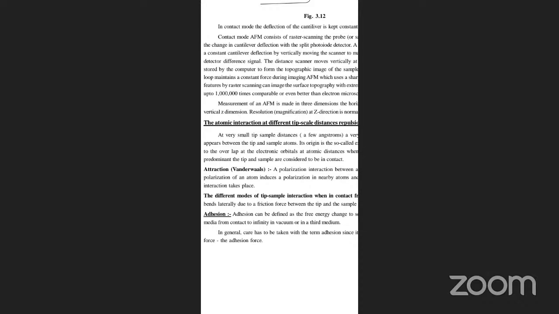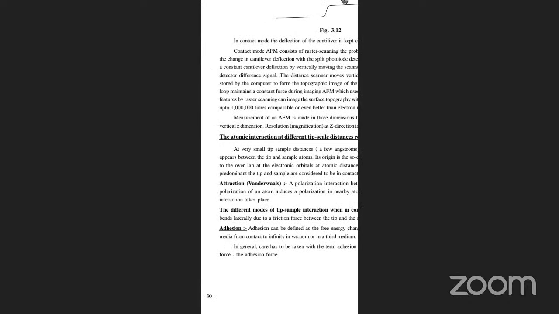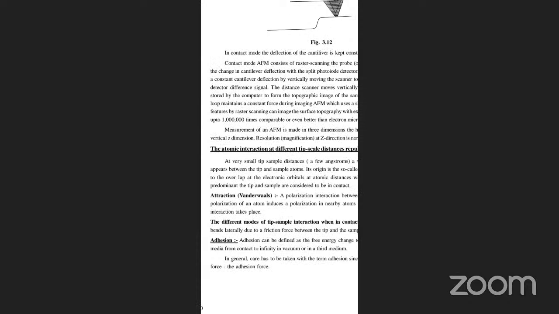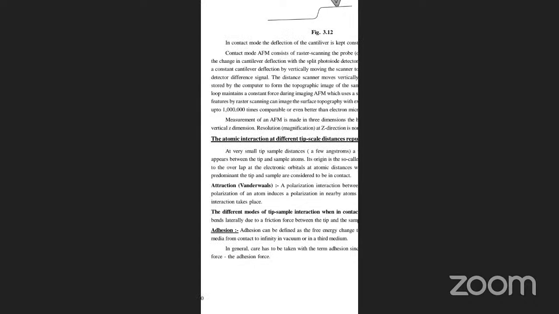Atomic interaction at different tip-sample distances. Repulsion: at very small tip-sample distances, a few atoms, a very strong repulsive force appears between the tip and the sample's atoms. Its origin is the so-called exchange interaction due to the overlap of electronic orbitals at atomic distances. When this repulsive force is predominant, the tip and sample are considered to be in contact. Attraction: polarization of an atom induces polarization in nearby atoms, and therefore an attraction takes place.